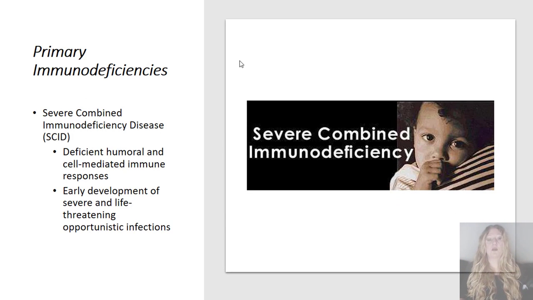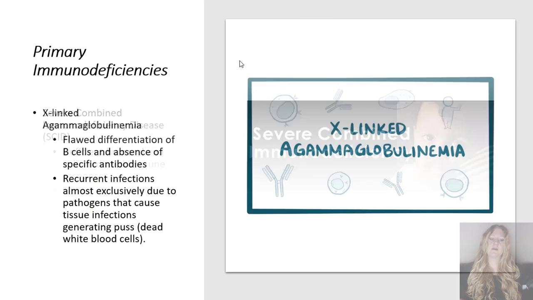One example of a primary immunodeficiency is severe combined immunodeficiency disease. Deficient humoral and cell-mediated immune responses is one of the devastating effects of this disease. Early development of severe and life-threatening opportunistic infections is often experienced.